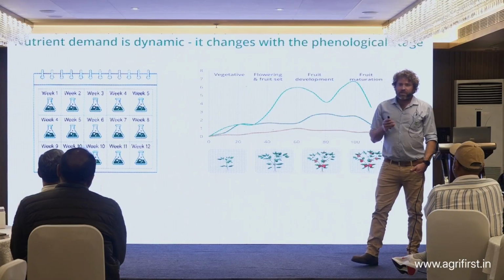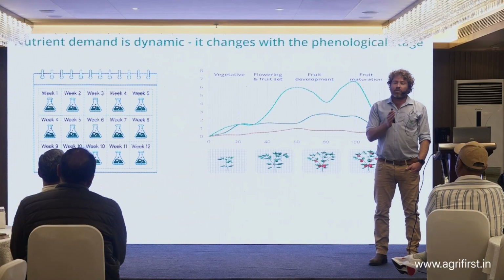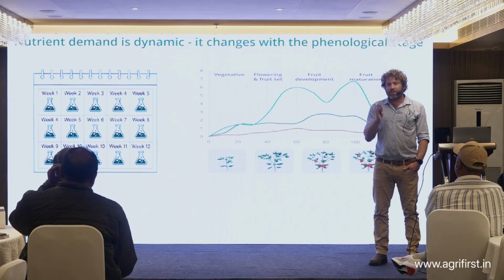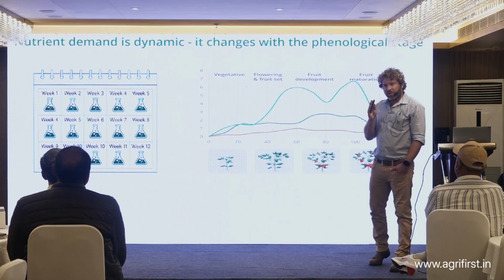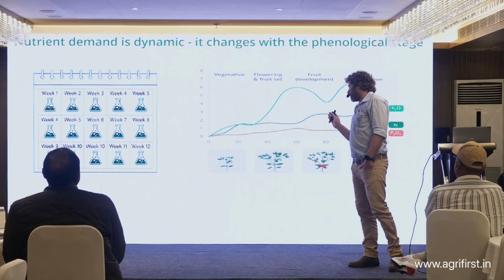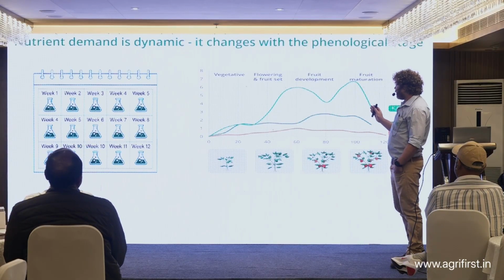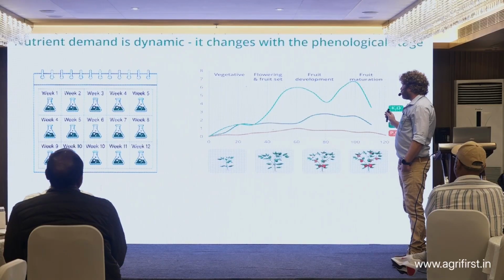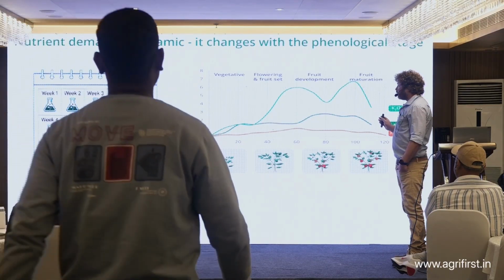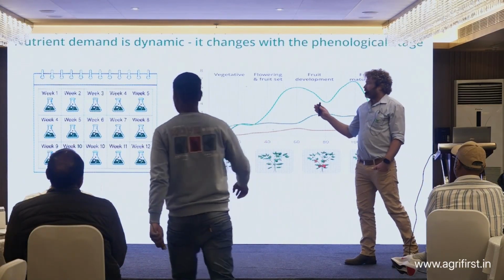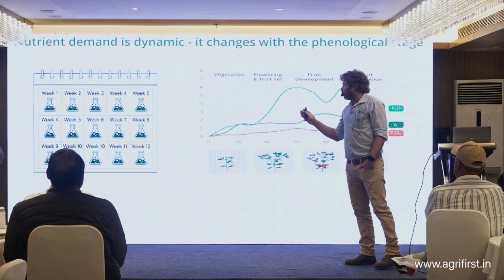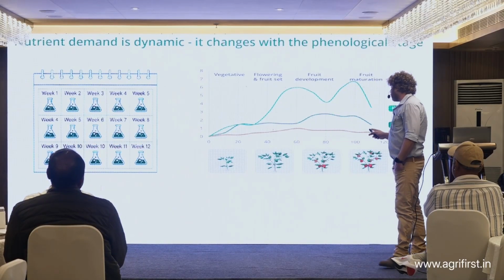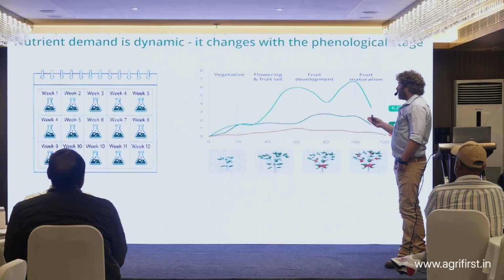A lot of farmers usually give the plant all year long, all crop cycle, the same fertigation program. But plants uptake different elements in different phenological stages. The uptake is different. We can't do it by same fertigation week by week. We need to look what is the phenological stage of the plant and to react accordingly.